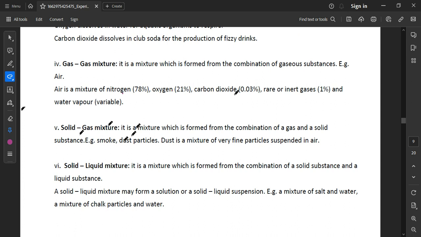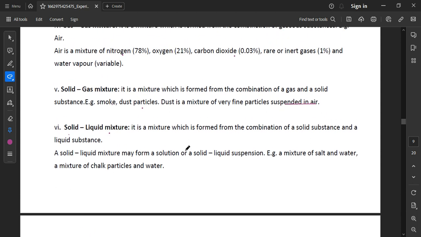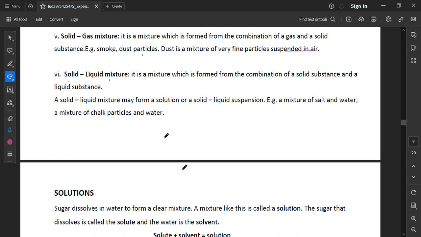Solid-gas mixture: a mixture which is formed from the combination of a gas and a solid substance. Example: smoke, dust particles, etc. Dust is a mixture of very fine particles suspended in the air. Solid-liquid mixture: a mixture which is formed from the combination of a solid substance and a liquid substance. A solid-liquid mixture may form a solution or a solid-liquid suspension. Example: a mixture of salt and water. A mixture of chalk particles and water.